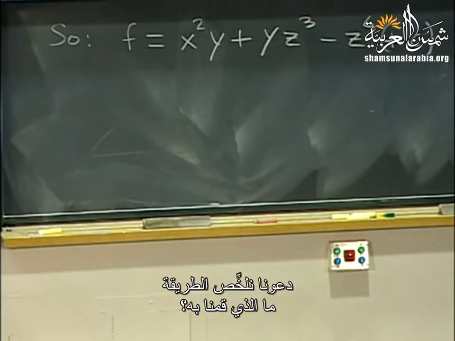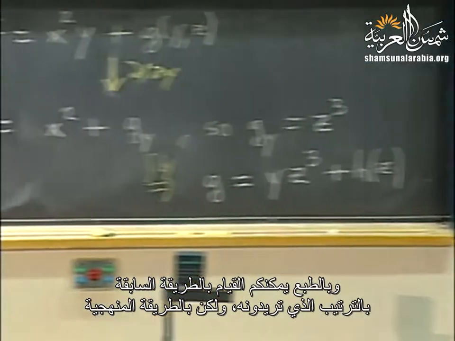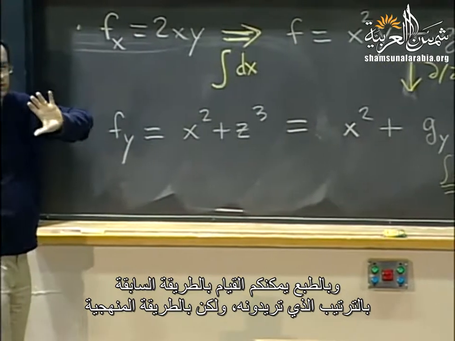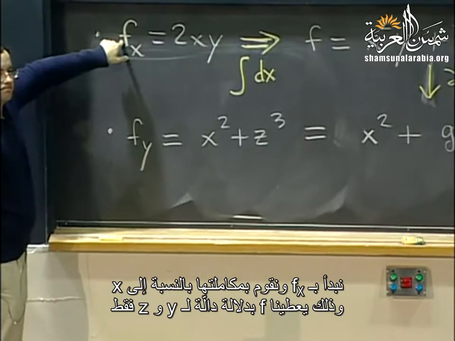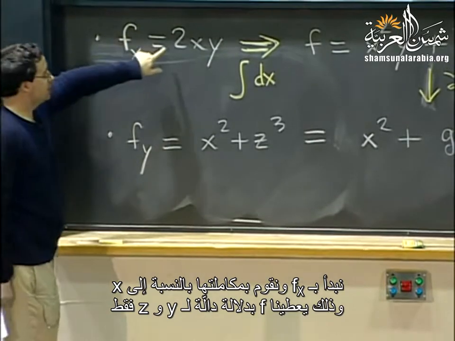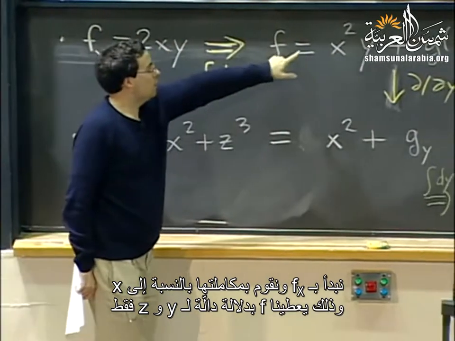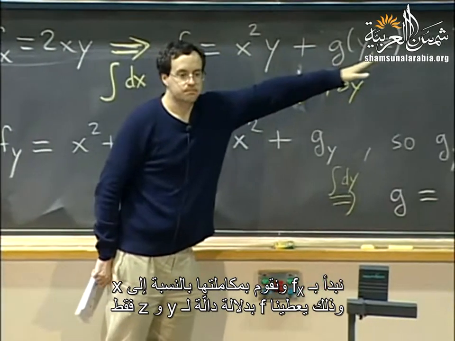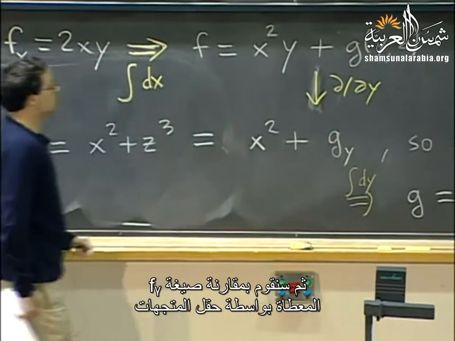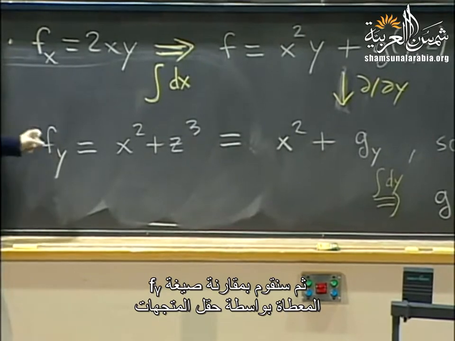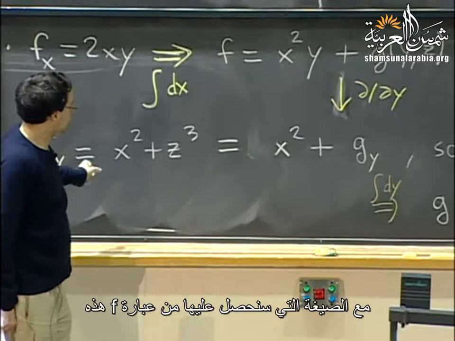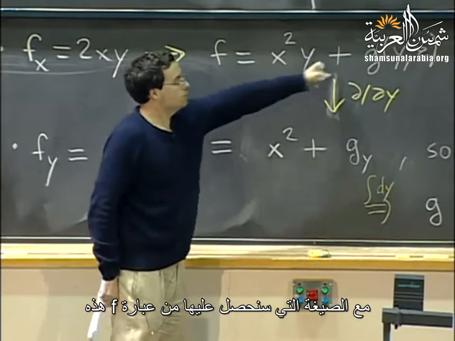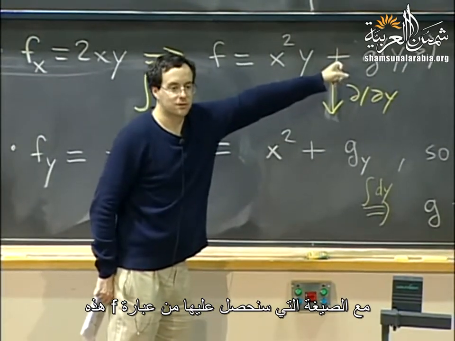Okay, so just to recap the method, what did we do? We started with, and of course you can do it in whichever order you prefer, but you still have to follow the systematic method. So you start with f sub x, and you integrate that with respect to x. That gives you f up to a function of y and z only. Now you compare f sub y as given to you by the vector field with the formula that you get from this expression for f.